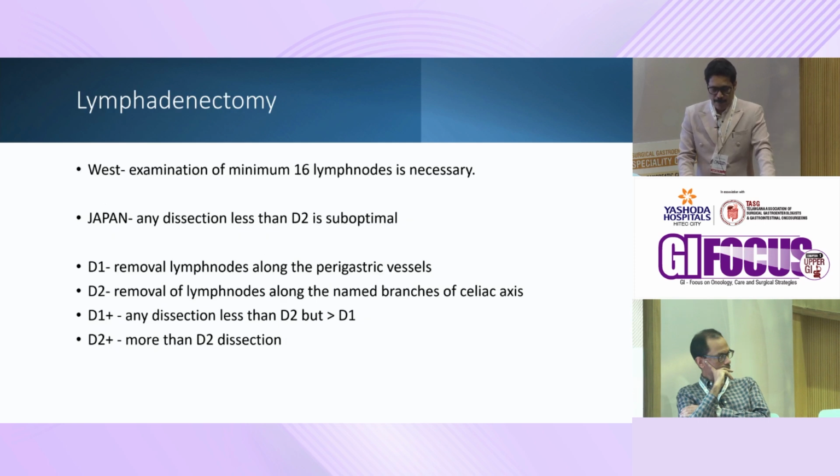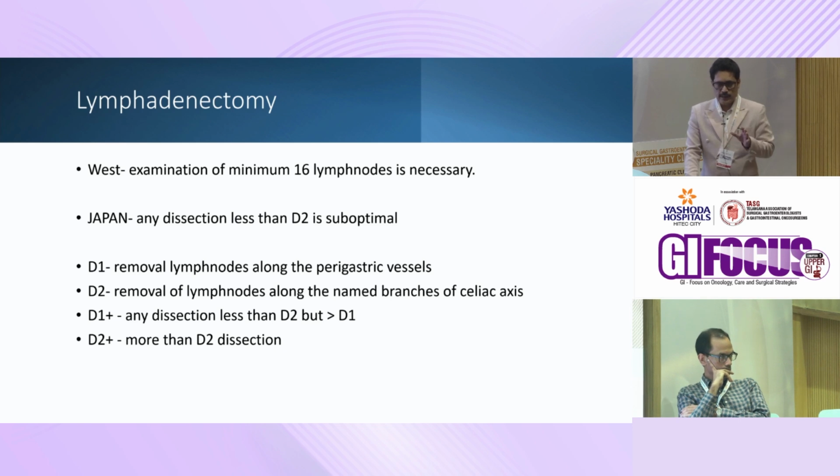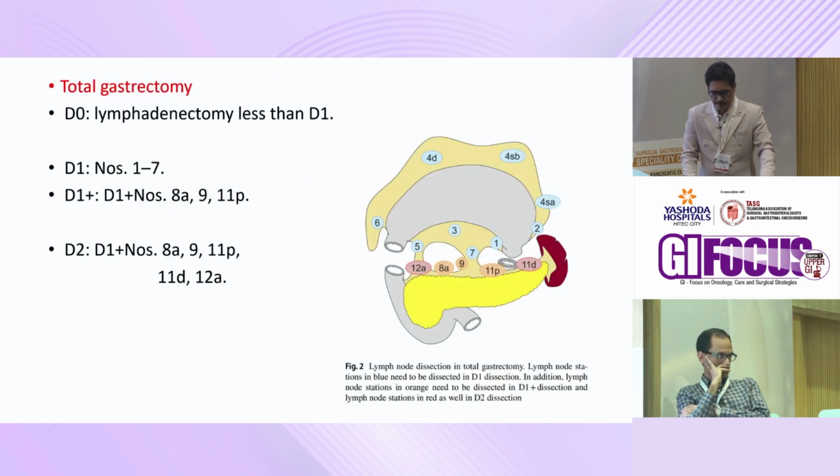In lymphadenectomy, the West still persists on examination of 16 lymph nodes to have a complete surgery. Japan says anything less than D2 is suboptimal for locally advanced gastric cancers. So all of us know the D1, D2, and Professor Palvinu sir will tell us about the D2 and D3 in the later slides. So we should know that for locally advanced gastric cancer, irrespective of the response to the neoadjuvant therapy, anything beyond D2 is what will be required for any site of the gastric cancers.